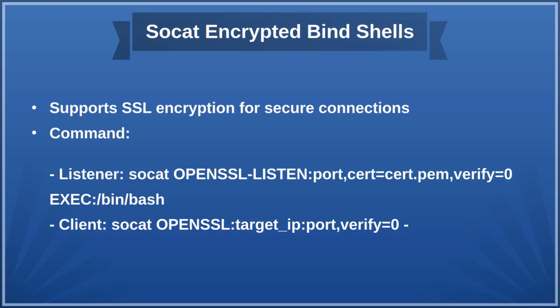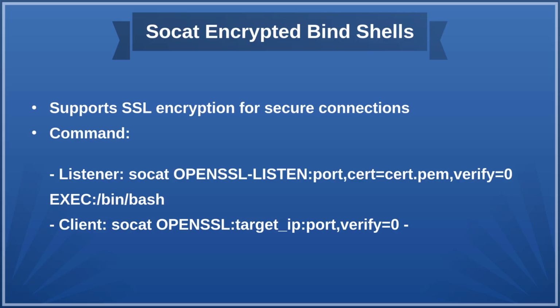OPENSSL-LISTEN:4444 tells Socat to listen on port 4444 using OpenSSL encryption. cert=cert.pem specifies the SSL certificate used for encryption. verify=0 disables certificate verification, making it easier to establish a connection without authentication. EXEC:/bin/bash spawns a bash shell, giving the attacker full control over the target system.